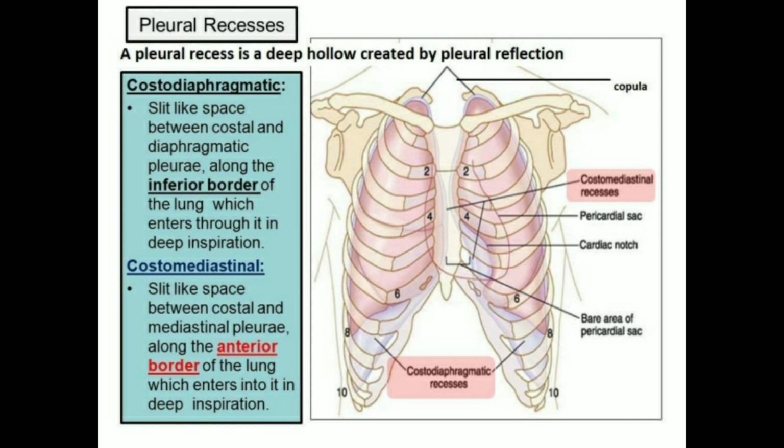So these are the details about the pleura. Remember, the parietal pleura is divided into costal pleura, diaphragmatic pleura, cervical pleura and mediastinal pleura. Between the parietal and the visceral pleura, there is a space. That space is called the pleural cavity.